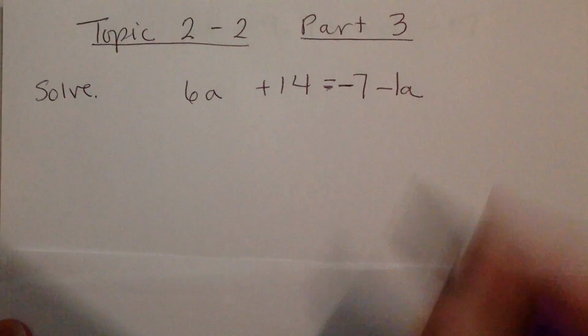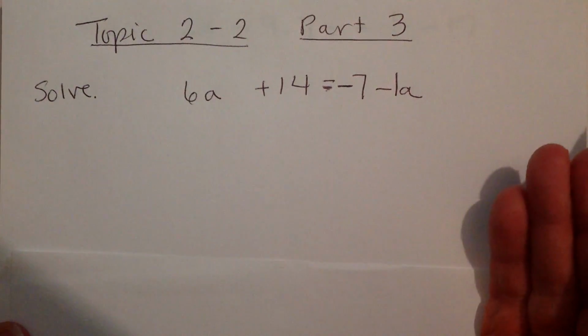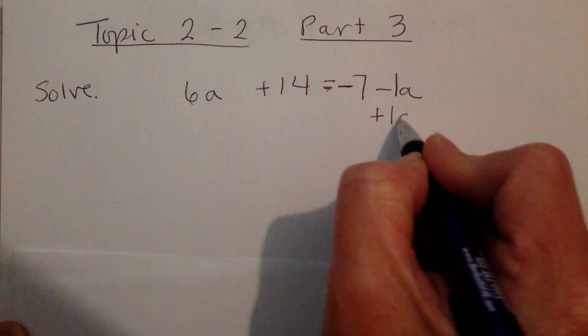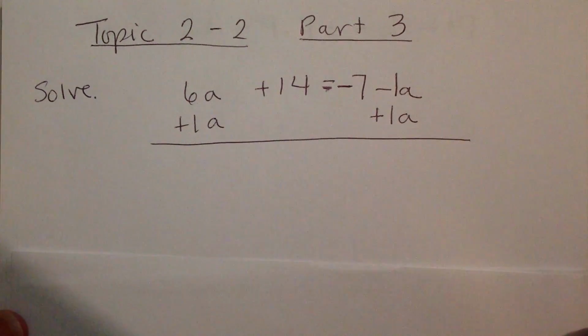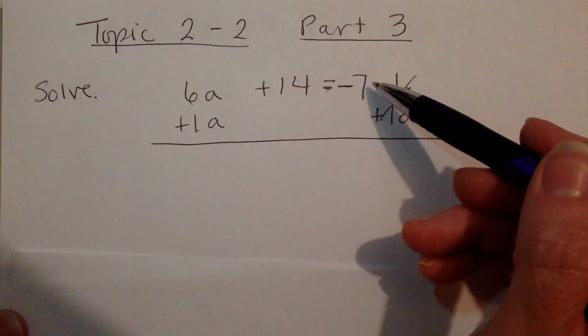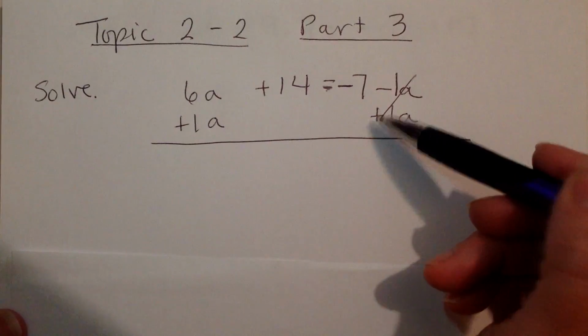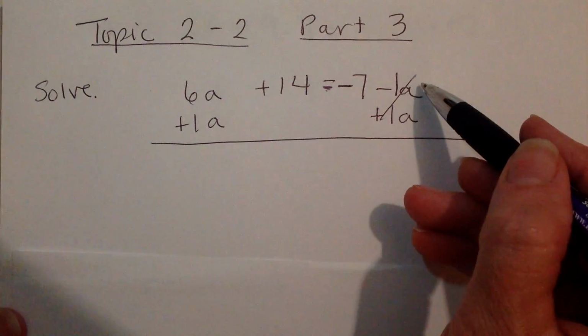This is negative 1a, or subtracting 1a. The opposite operation of subtraction is addition. So let's add 1a to both sides. That would be your first step. Therefore, the a's cancel on the right-hand side. Negative 1a plus positive 1a gives you 0. There's no variable left. They just cancel.